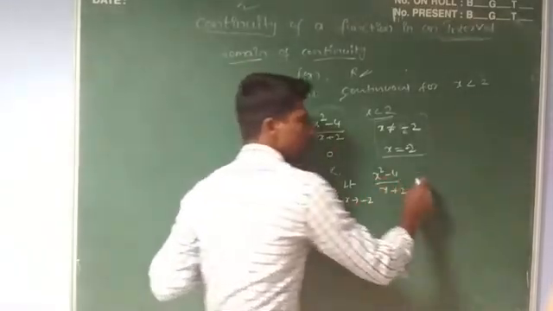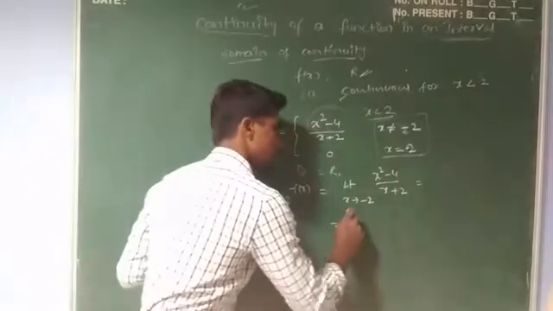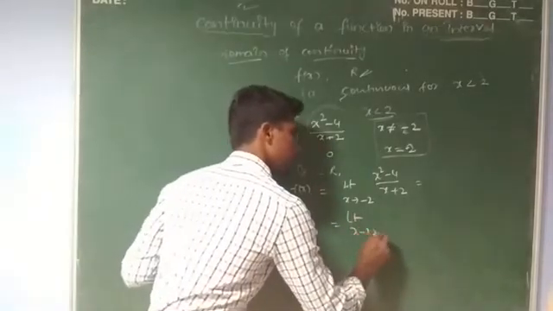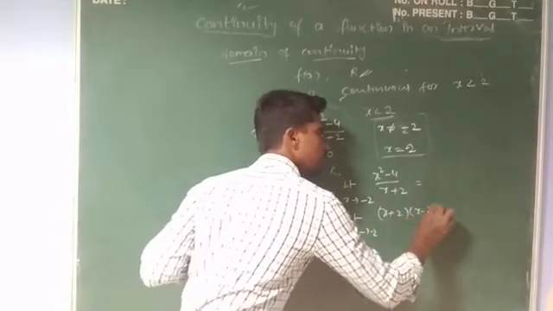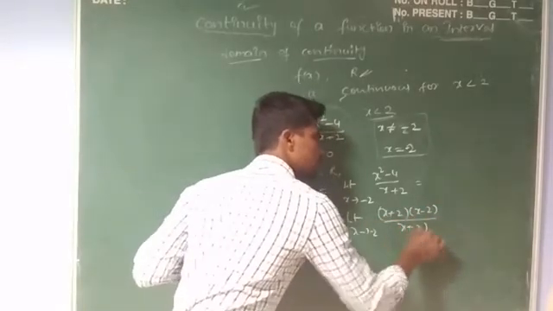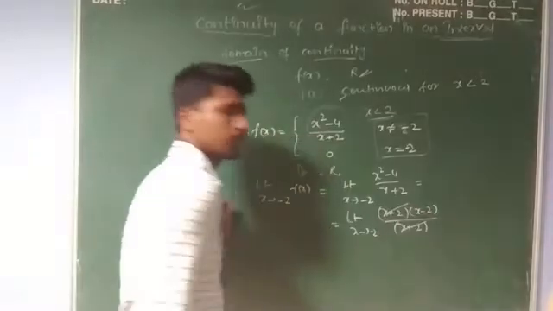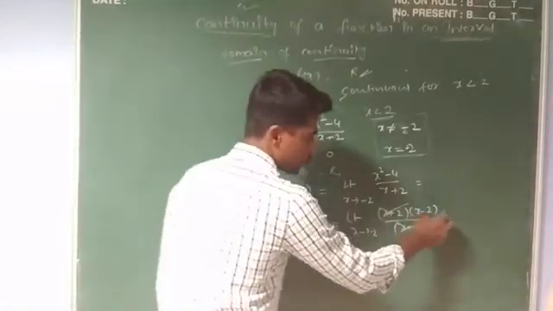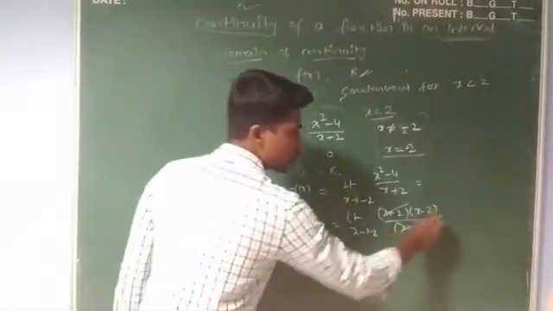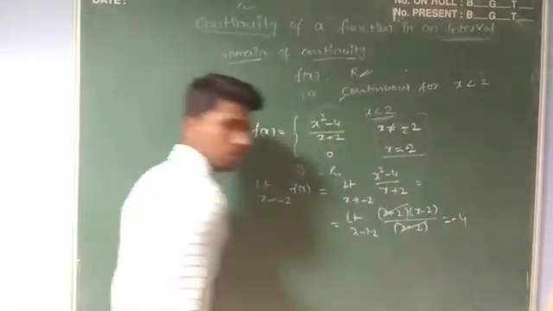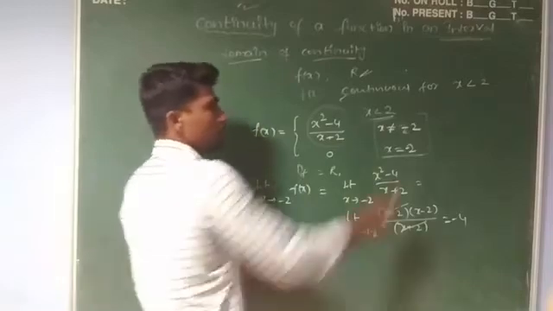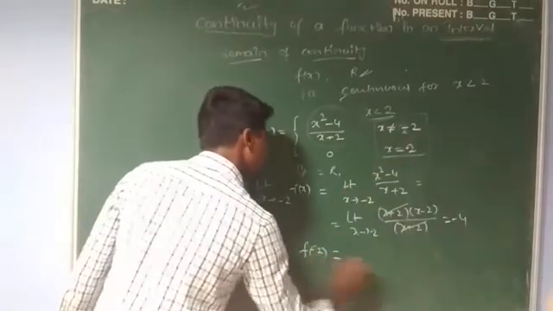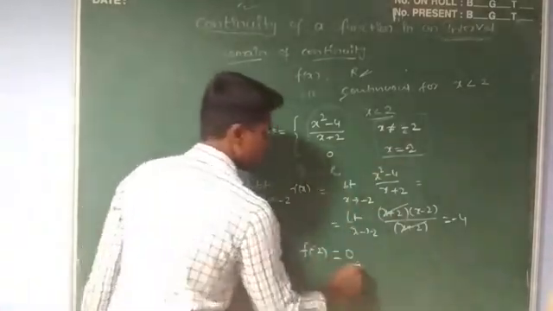x square minus 4 can be factorized as x plus 2 into x minus 2, whole by x plus 2. We can cancel x plus 2 and x plus 2. We get x minus 2. Now substitute the value -2, minus 2, and I get minus 4. Now what about f of c? The value of f of c, nothing but f of -2, is 0.